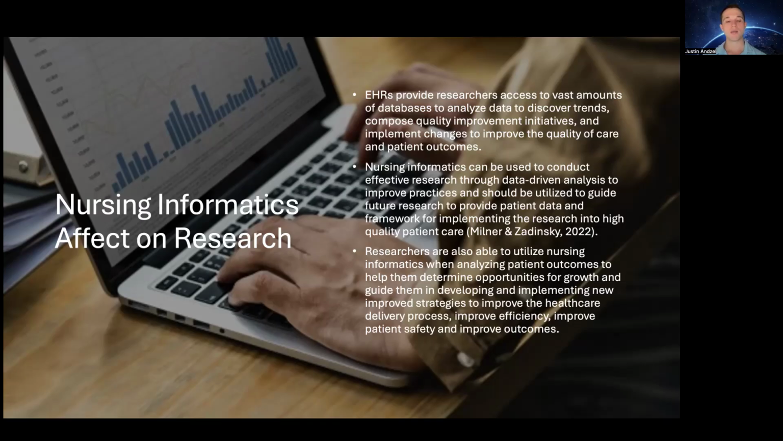Researchers are also able to utilize nursing informatics when analyzing patient outcomes to help them determine opportunities for growth and guide them in developing and implementing new improved strategies to improve the healthcare delivery process, improve efficiency, improve patient safety, and improve outcomes.